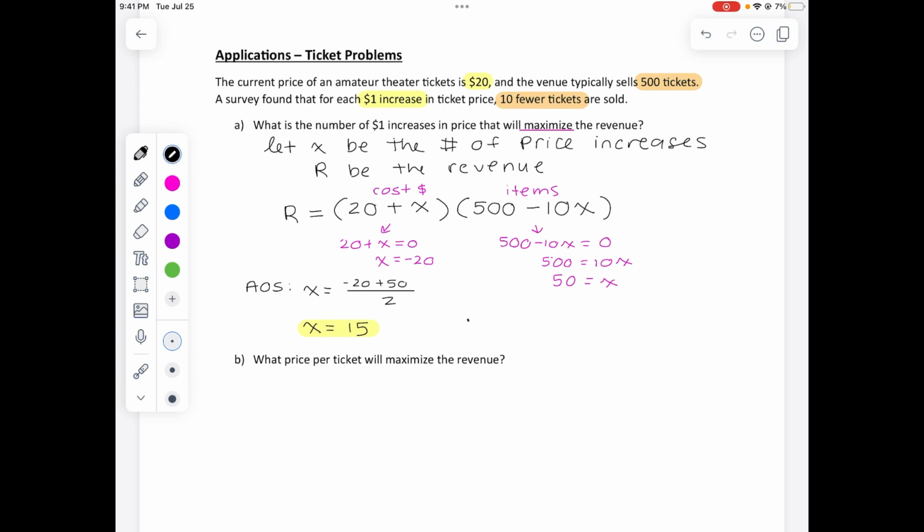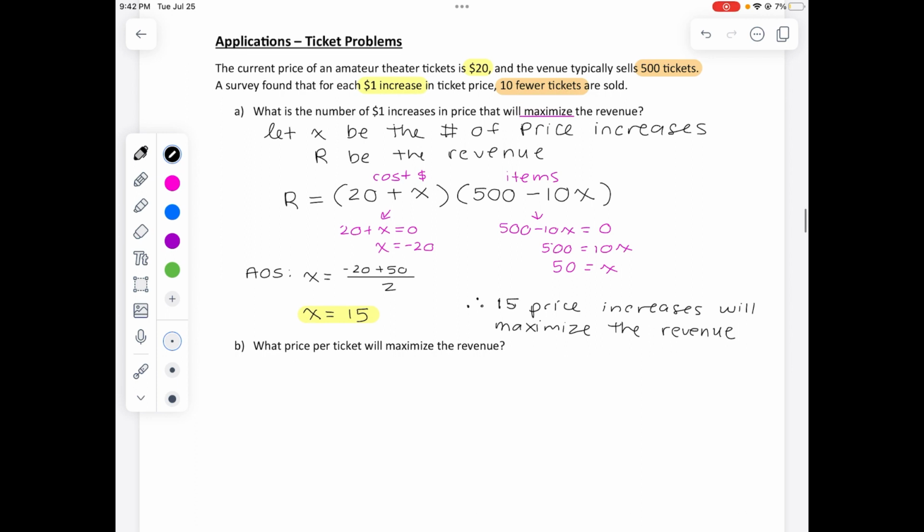Okay, so I can say therefore 15 price increases will maximize the revenue. So for this piece of the question, I don't actually have to find the other part of the vertex because it's just asking me what is the number of increases. Okay, so that's just the axis of symmetry.